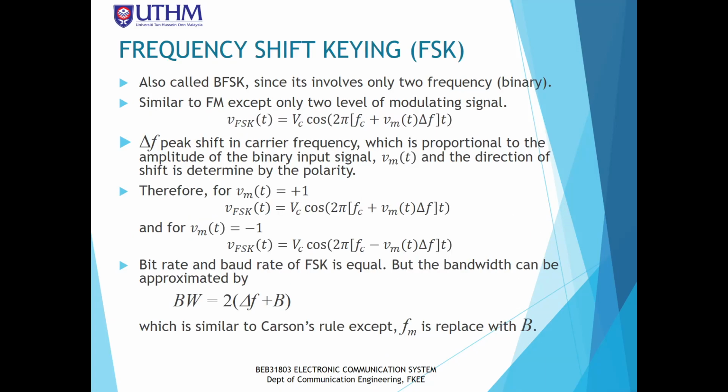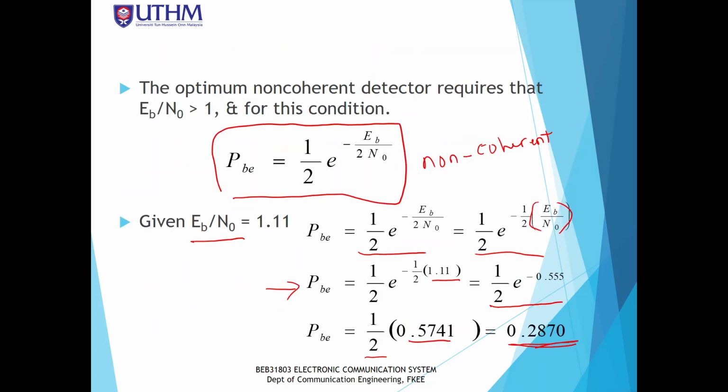Any questions you want to ask regarding this, please ask. For your information, we have asked these kinds of questions in previous semesters, where we give the Eb over N0 and ask to find the probability of bit error. The key point here is that you need to understand how to use the table and also how to use the equations for non-coherent. Previously we asked for coherent detection where we gave the table, so students needed to use the table.